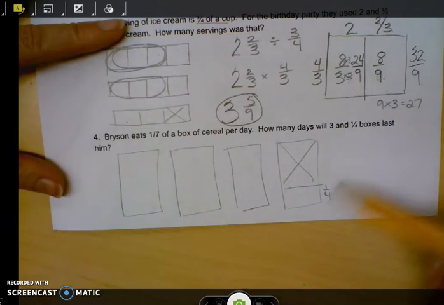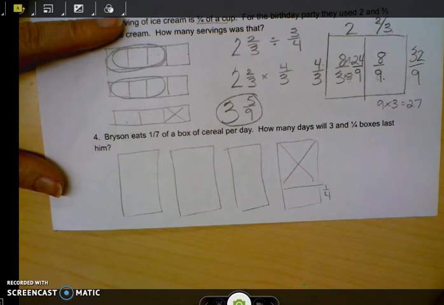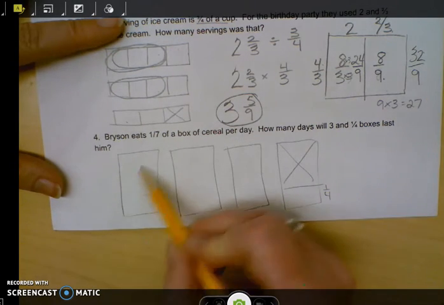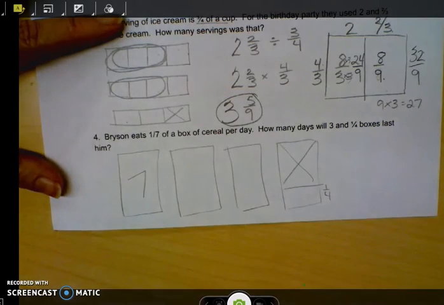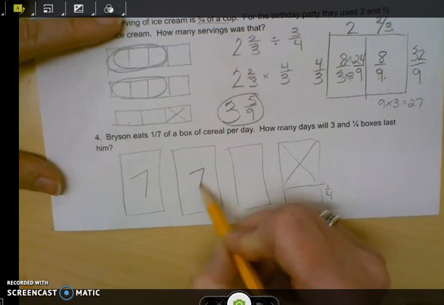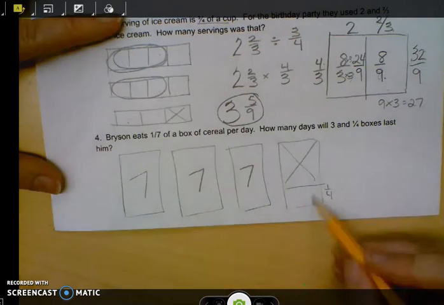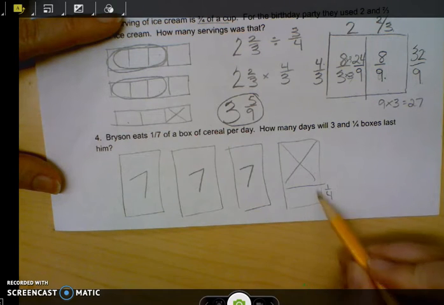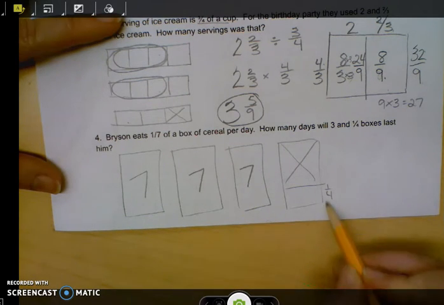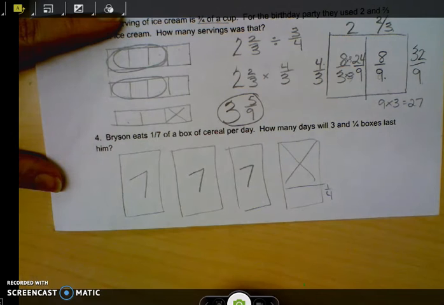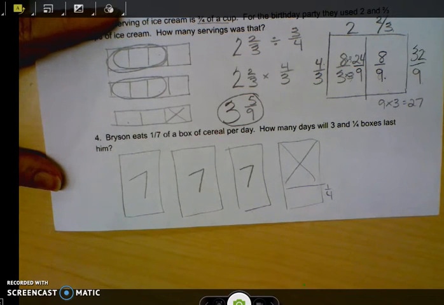All right, and I know he eats 1/7 a day. So, well, I know I can get 7 out of that box because 7/7 make 1 whole. I know I can get 7 out of that box. And at least 1 out of here, because 7ths are smaller than 4ths. So my answer should be around 21.